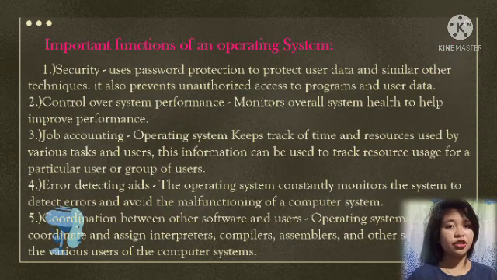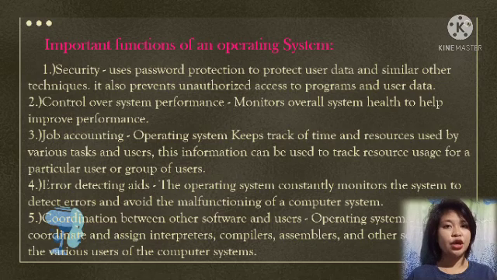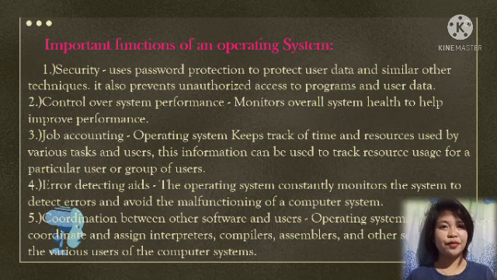Important functions of an operating system. Number one is security. It uses password protection to protect users' data and similar other techniques. It also prevents unauthorized access to programs and user data. Second one is control over system performance. It monitors overall system health to help improve performance.